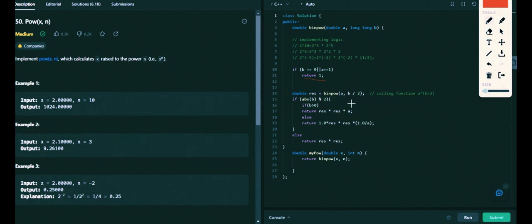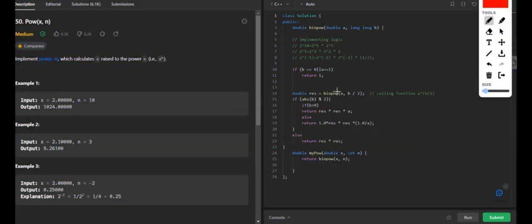Now we are implementing what I told just a few minutes before: the absolute value of b percent 2, if that equals 1 and b is greater than 0, then result times a will be our answer, and if it is even, then simply we will be writing result times result. For negative exponents, we will be dividing the whole result by a. Now we will be returning binPow of x comma n, and submitting this question.